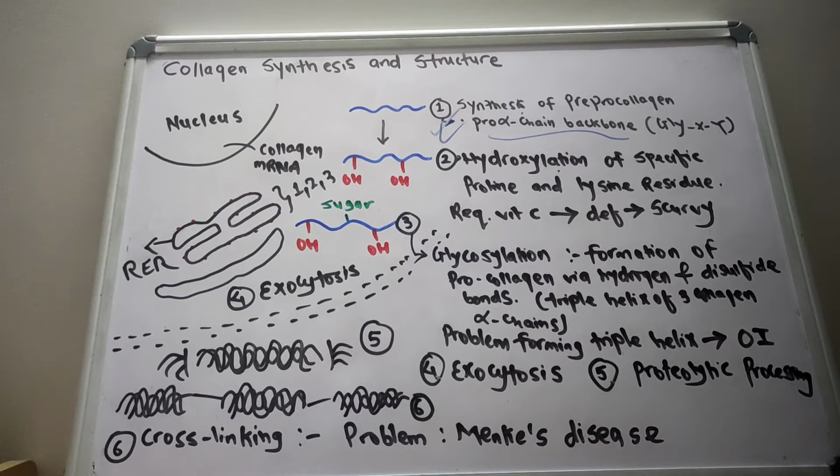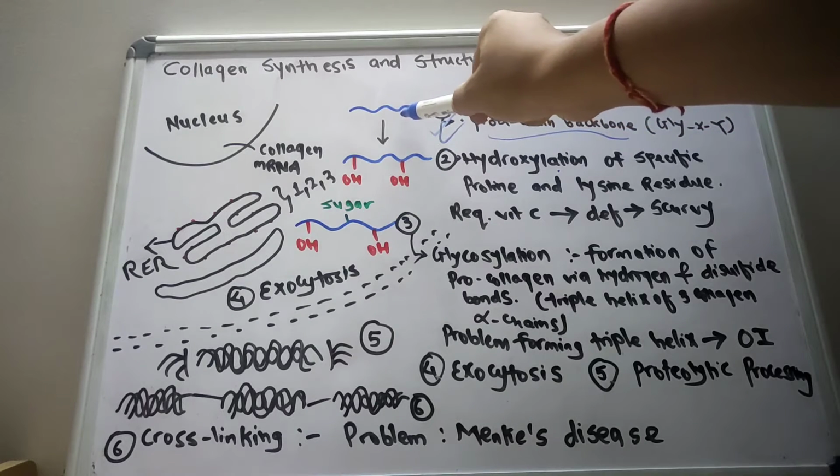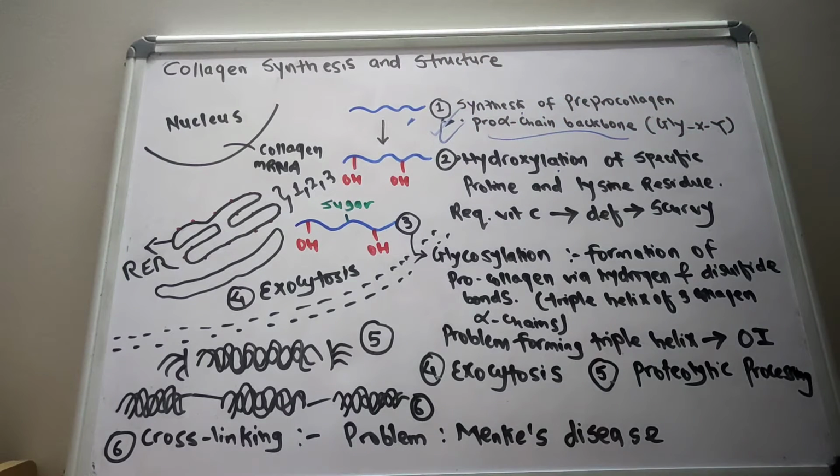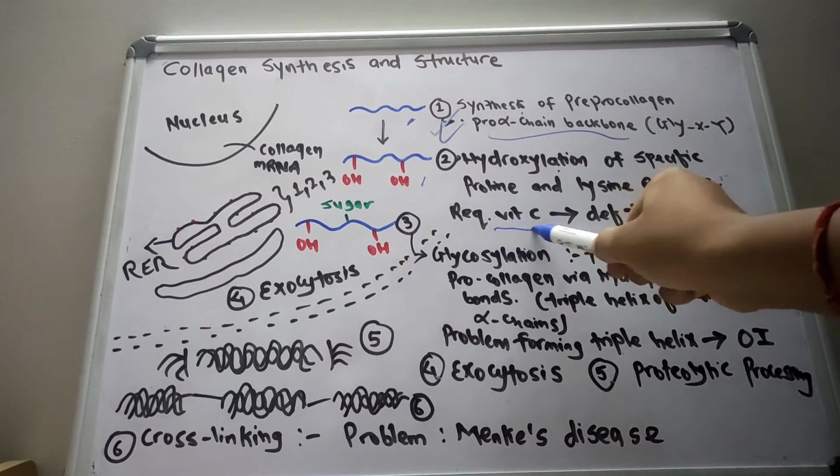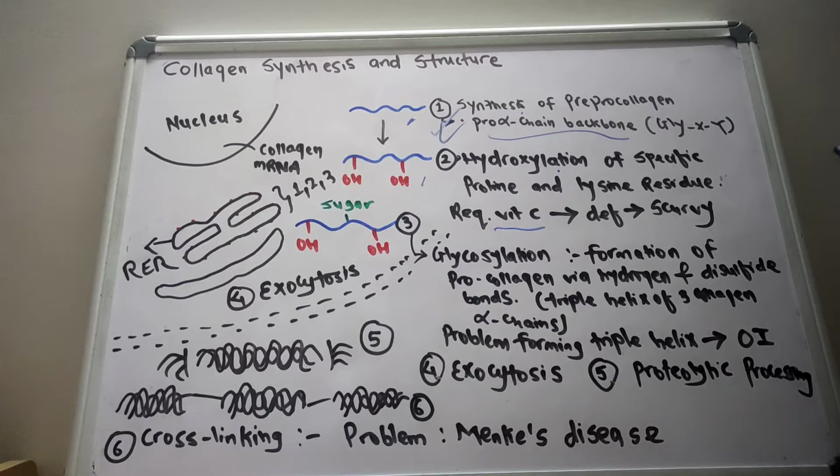After the formation of the pre-procollagen, there is the hydroxylation of specific proline and lysine residues, the addition of the OH group in the pre-procollagen. This hydroxylation process requires vitamin C, and if there is vitamin C deficiency, then scurvy occurs. That is the clinical correlation.